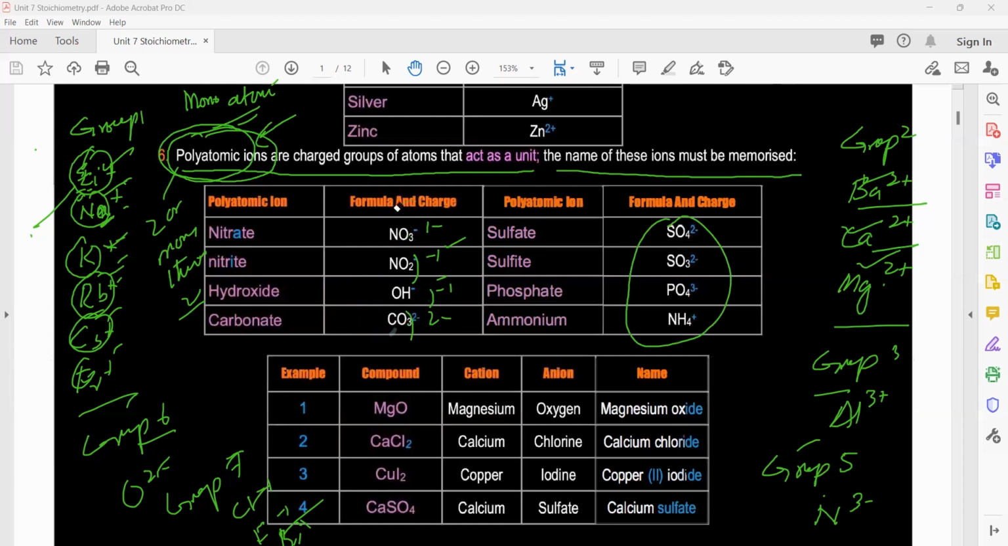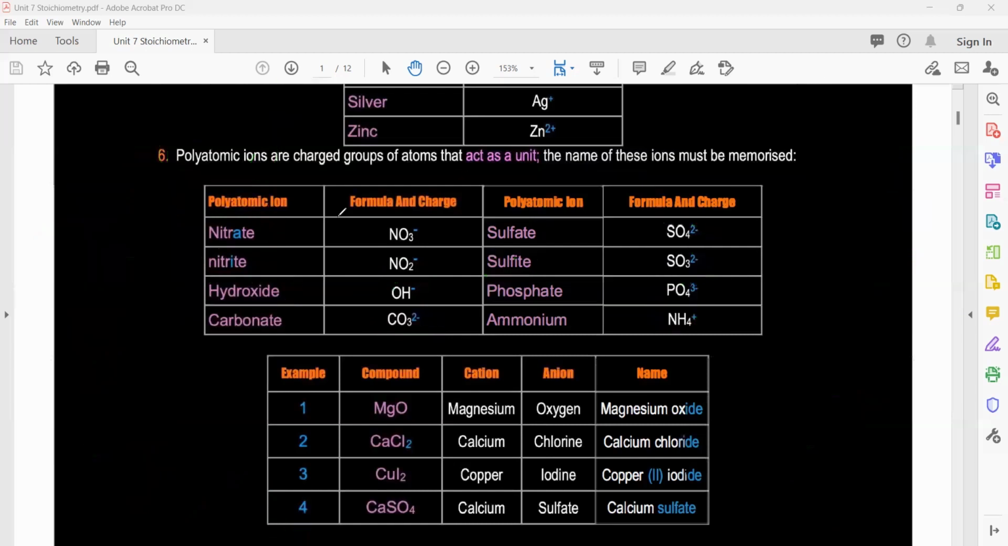Now try to understand this one. NO3 is known as nitrate. Then NO2 is known as nitrite. OH is known as hydroxide. CO3 is known as carbonate. SO4 is known as sulfate. SO3 is known as sulfite. PO4 is known as phosphate. And NH4 is known as ammonium. You have to memorize them and how they are used.